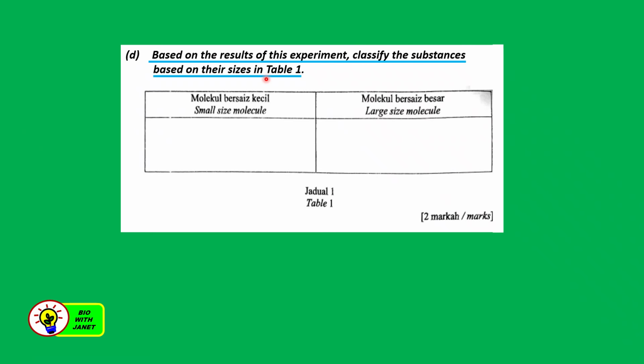Next, based on the results of this experiment, classify the substances based on their sizes in table 1. What are the substances that they mean? It's actually the molecule of Q and the molecule of P, or substance Q and substance P. Which one has a small size of molecule? Don't mention iodine ions, because they refer to the iodine ions as the substance or molecule Q. So the substance or molecule Q, which is the iodide ions or the iodine molecules, is small in size and can diffuse through the Visking tubing.